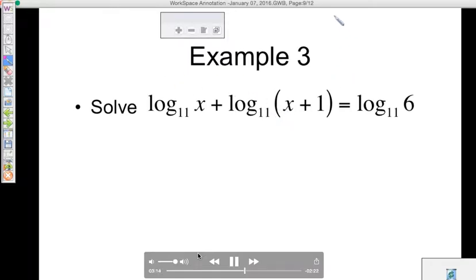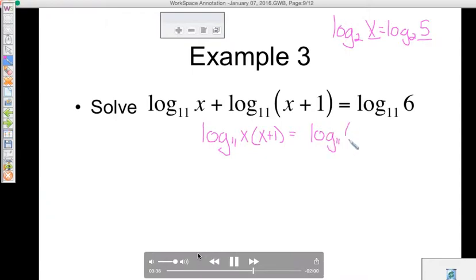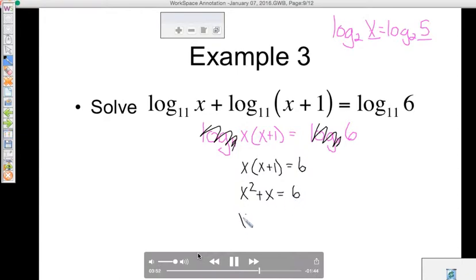Solve. Well, this is going to use that one property that we talked about where we said if there's a single log on each side, then x would have to equal 5 in that case. So we need a single log. Well, adding goes to multiplying. So x times x plus 1, log base 11 of 6. So our logs are the same. So x times x plus 1 has to equal 6, because those bases are the same. So we have x squared plus x equals 6, subtract it.